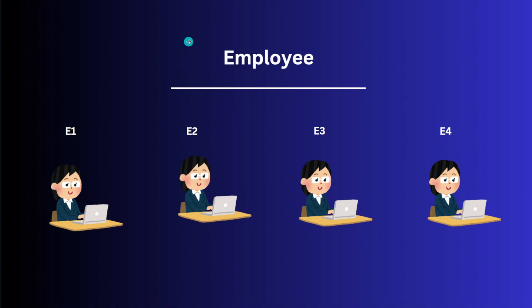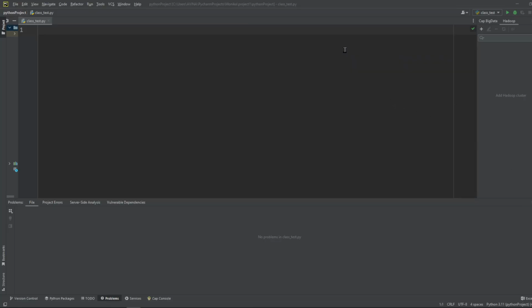Let's understand the same concept using code. Here I'll be creating one class. I'll define the class as class Employee. Inside this class, I'll be creating one init method. This init method will act as a constructor. So whenever you create an object of this Employee class, it is going to execute this init method. It gets executed only once for every object.